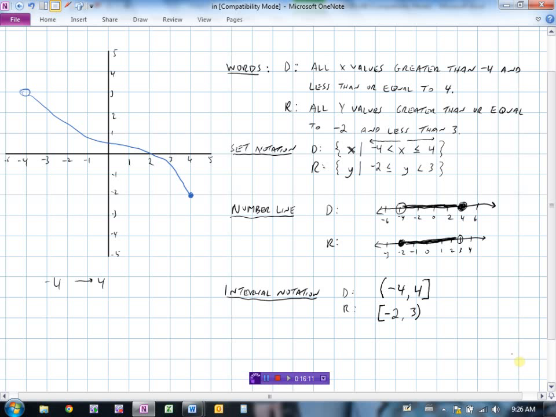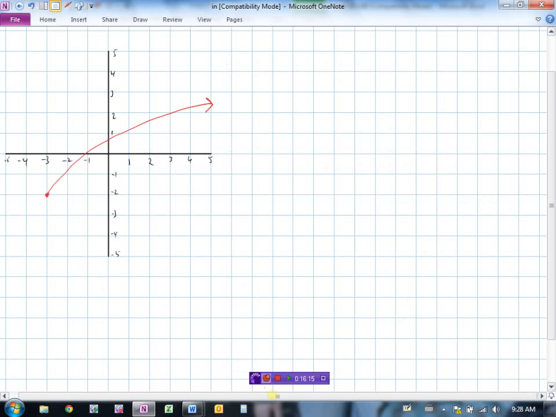Now we'll look at another example and go through these 4 steps again. In this example here, you can see we've got our graph that starts here and moves on and up to the right, and this arrow implies that it just continues to go up slowly and farther to the right. So let's describe the domain and range of this function in terms of those 4 ways of doing that we looked at in that last example.